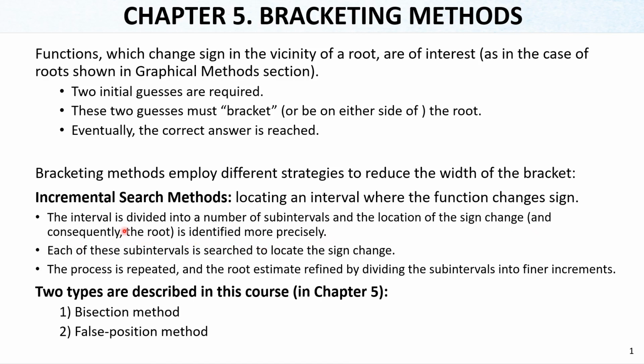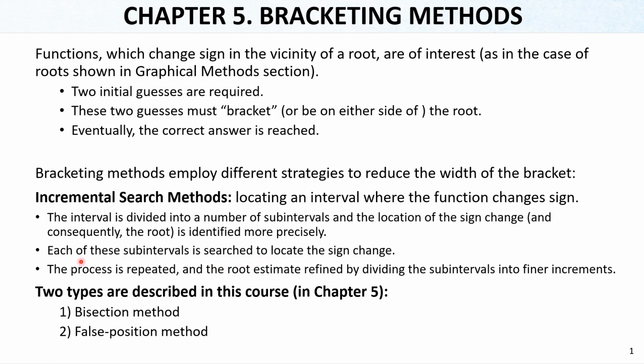So because eventually we will make guesses, but if we don't know where the sign changes, that's not easy to bracket the root. That's why we need to divide the interval into subintervals, search for each interval if it is changing the sign or not. If there is one interval changing the sign, then we focus on that and have a narrowing down approach on that region only.